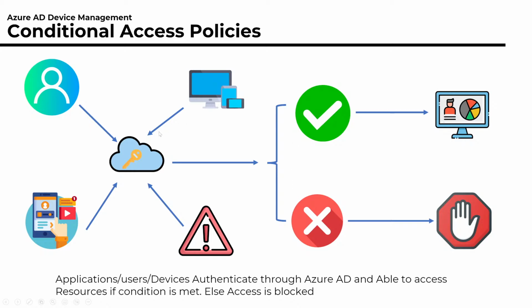So let's say I have set a condition at the Active Directory level where the user cannot access the application if the particular condition is not met. The condition will be validated at the subscription level or at the Active Directory level. Once the condition is true, the user will be able to access the resources, or if the condition is false, the user will not be able to access the resources. So basically the access will be denied.